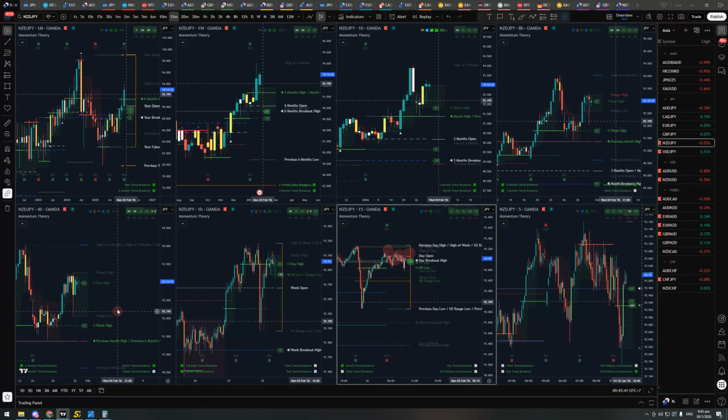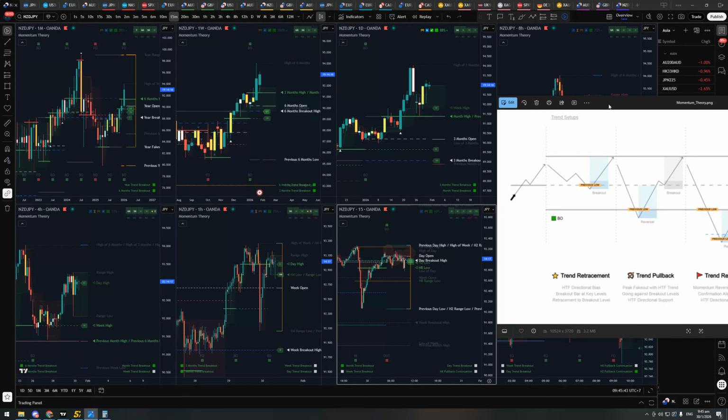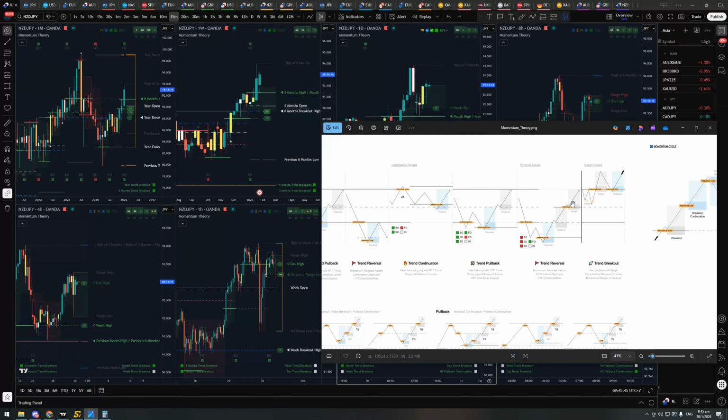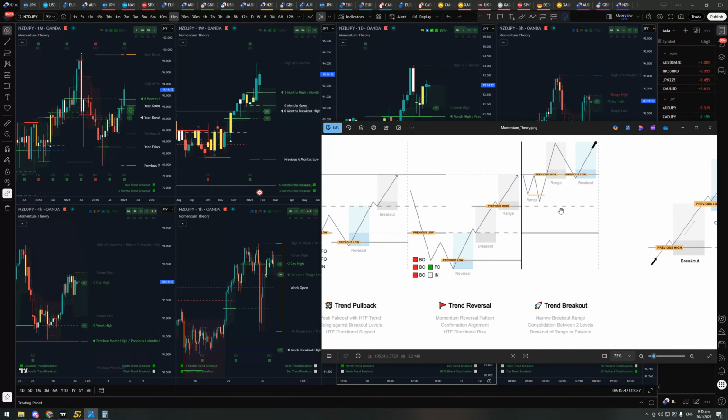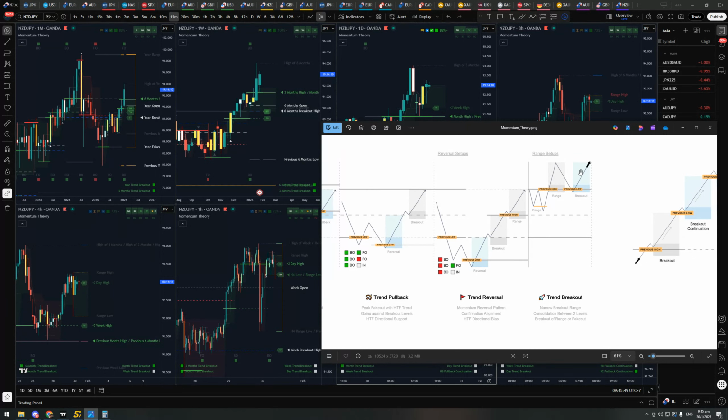But since there's a narrow breakout range, I am anticipating a possible trend breakout setup. So trend breakout setup, there are two entries that I'm looking for here. I'm looking for that initial breakout or a pullback and take that continuation.